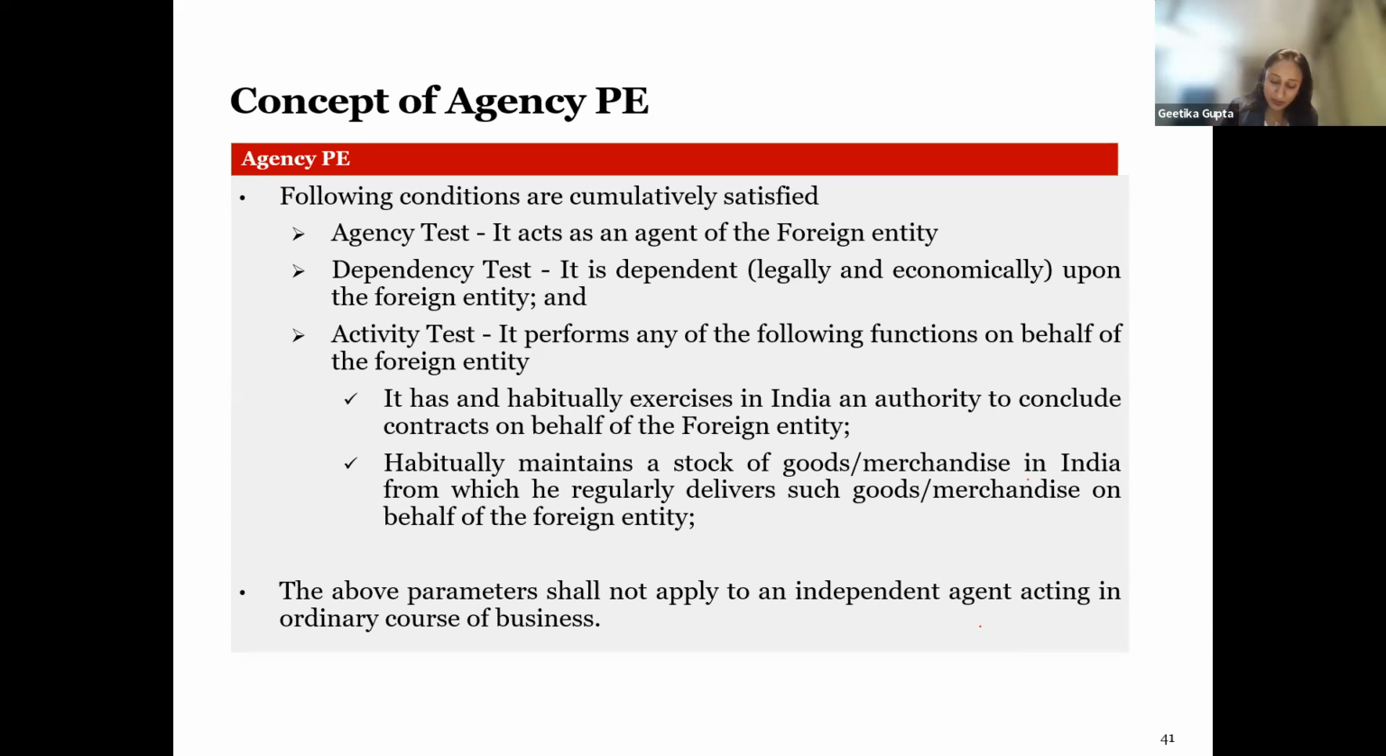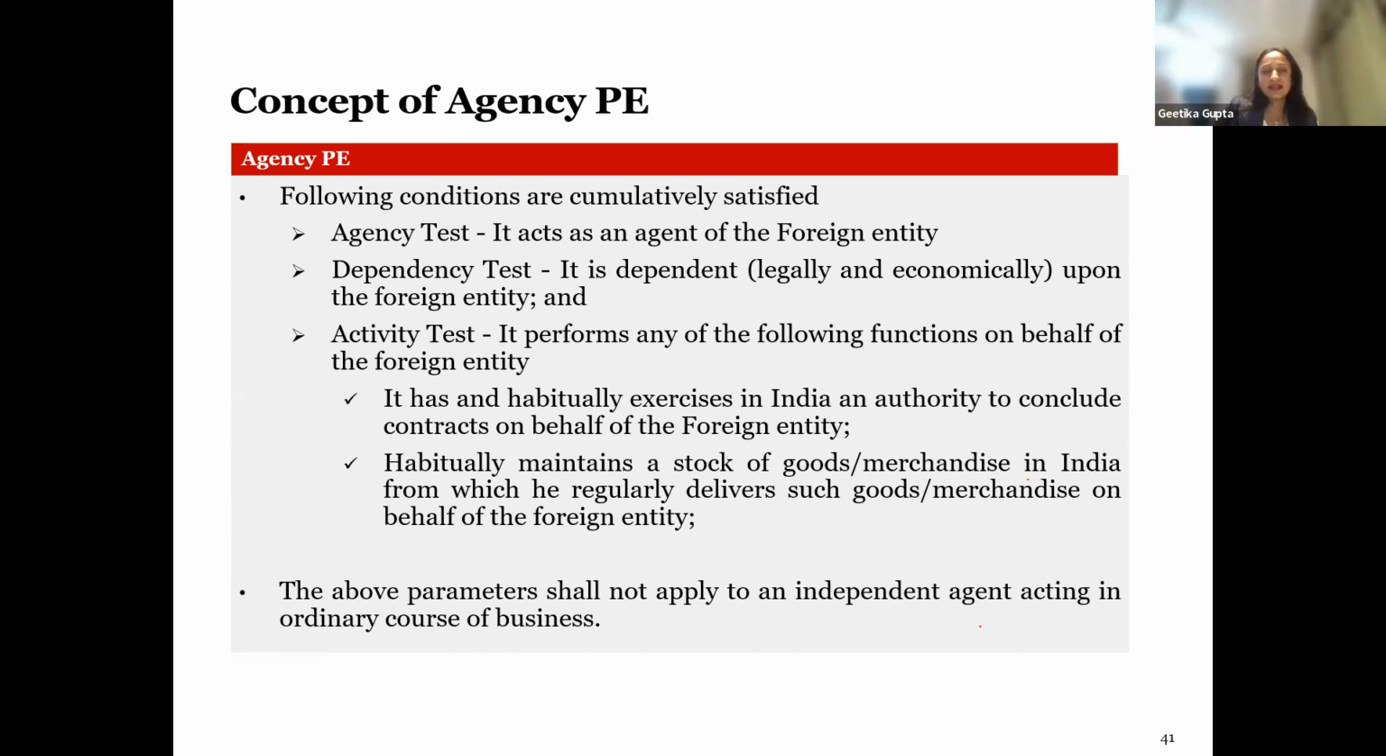Okay. Now, assuming the legal and economic dependence test also gets satisfied, again we have to test for a PE. Once the dependency test is satisfied, whether the agent has and habitually exercises in India an authority to conclude contracts on behalf of the foreign entity. What it means is, one, there should be an authority to conclude contracts. And second, it has to be exercised habitually, regularly. It cannot be a one-off transaction. So concluding a contract means negotiating the essential elements of the contract.